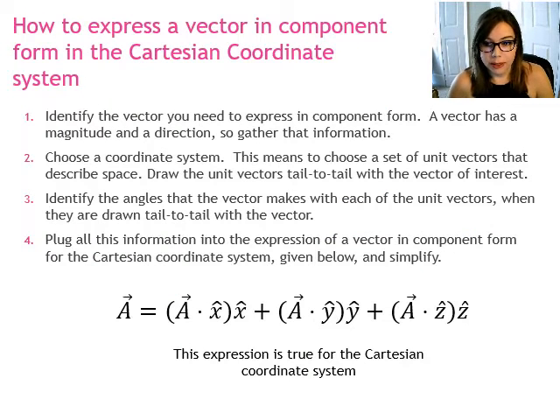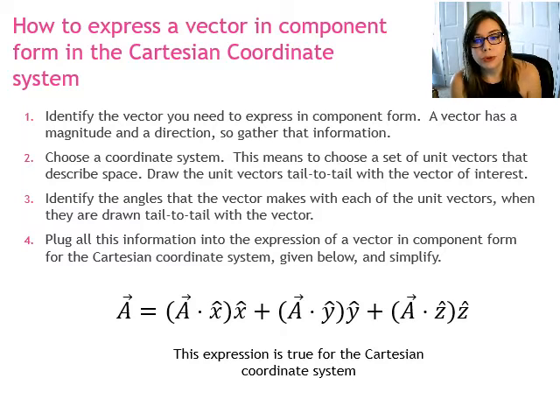So this is how you want to do it. This is how to express a vector in component form in this Cartesian coordinate system. First, identify your vector. You need some kind of information about the norm of the vector and how it's pointing. So you might have this as a picture, or it might have been given to you in words, but you need this information.